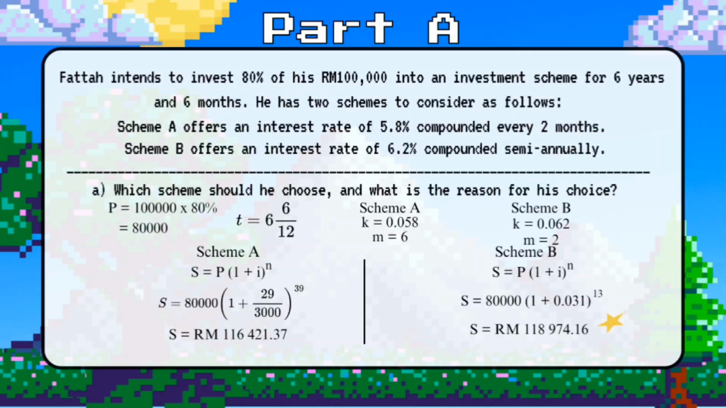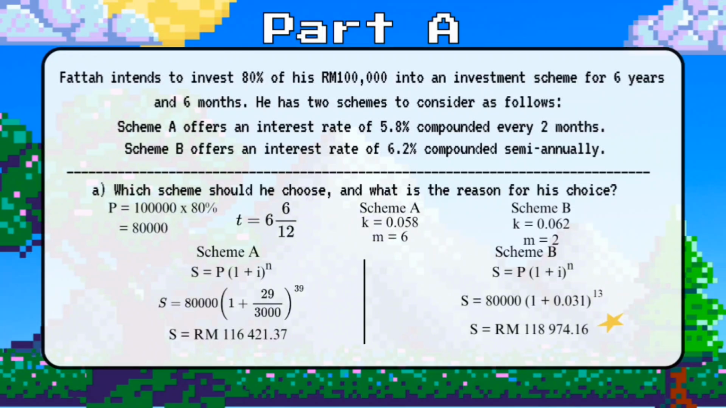So let's start with part A. Fatah intends to invest 80% of his 100,000 ringgit into an investment scheme for 6 years and 6 months. He has two schemes to consider as follows. Scheme A offers an interest rate of 5.8% compounded every 2 months. Scheme B, on the other hand, offers an interest rate of 6.2% compounded semi-annually. Question A. Which scheme should he choose and what is the reason for his choice?